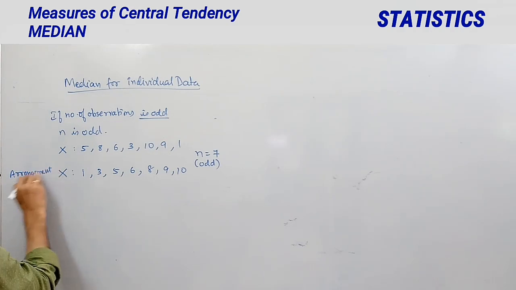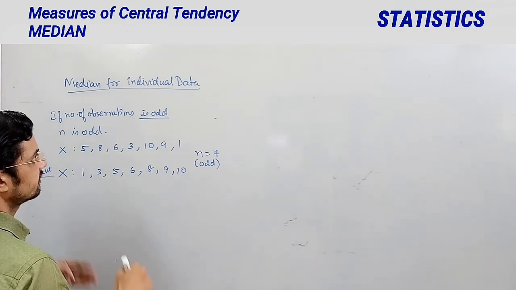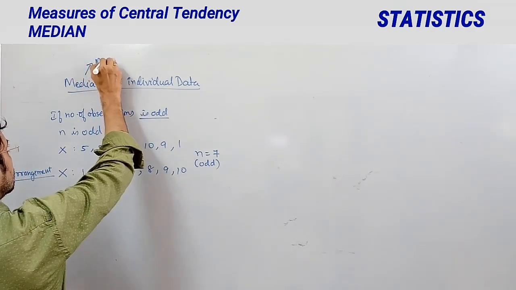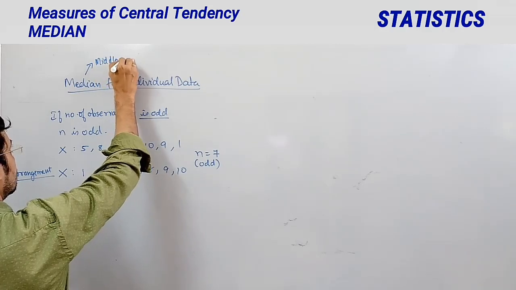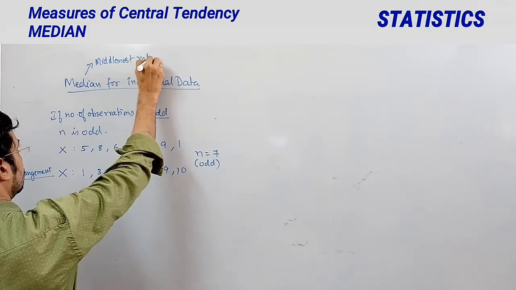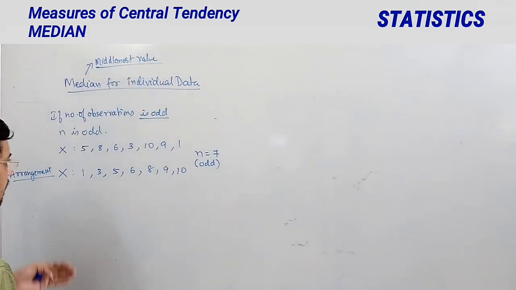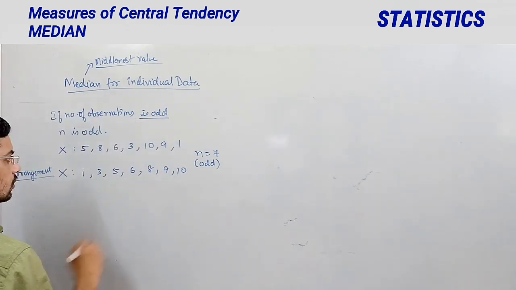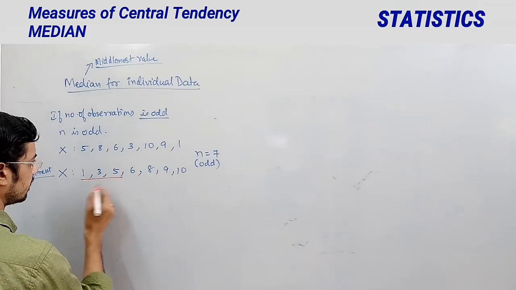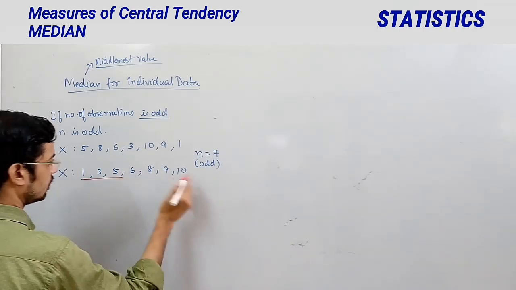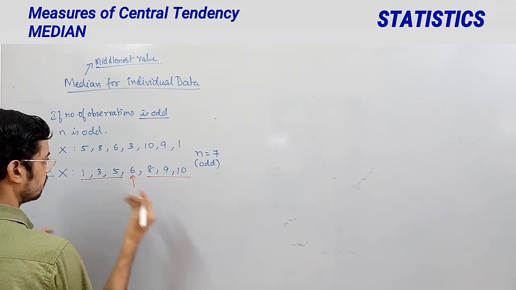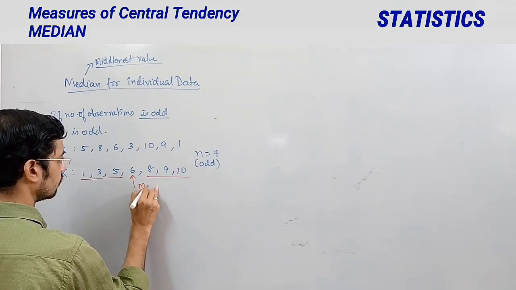Now median is defined as the middlemost observation. Median is the middlemost value. Let us see which one is the middlemost value. Here there are 3 observations to the left of 6 and 3 observations to the right of 6. So we can clearly say that 6 is the median. This is the median value.